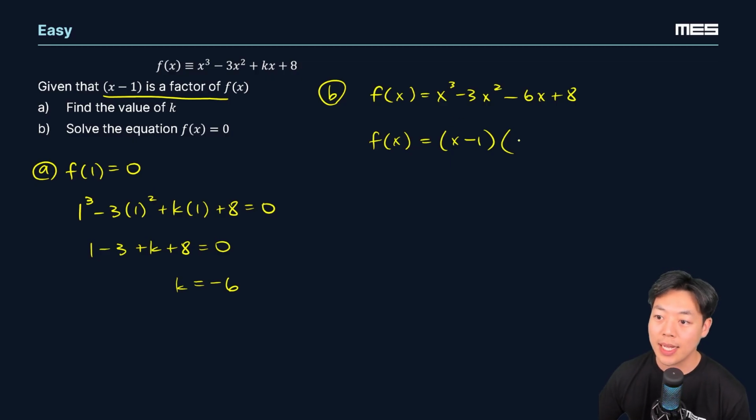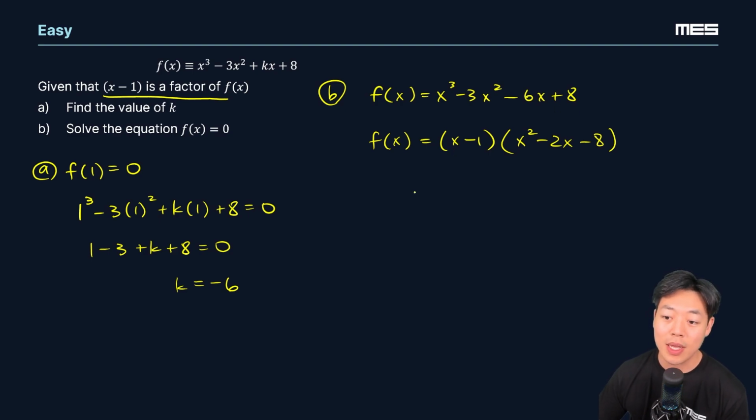X cubed divided by x is x squared. That leaves a negative x squared. We need minus 2x squared more, so I'm going to subtract the 2x squared. Then I get minus or positive 2x. Once we multiply the negative 2x times the negative 1, we need a minus 8 at the very end, and we recognize that negative 1 times negative 8 is that positive 8.